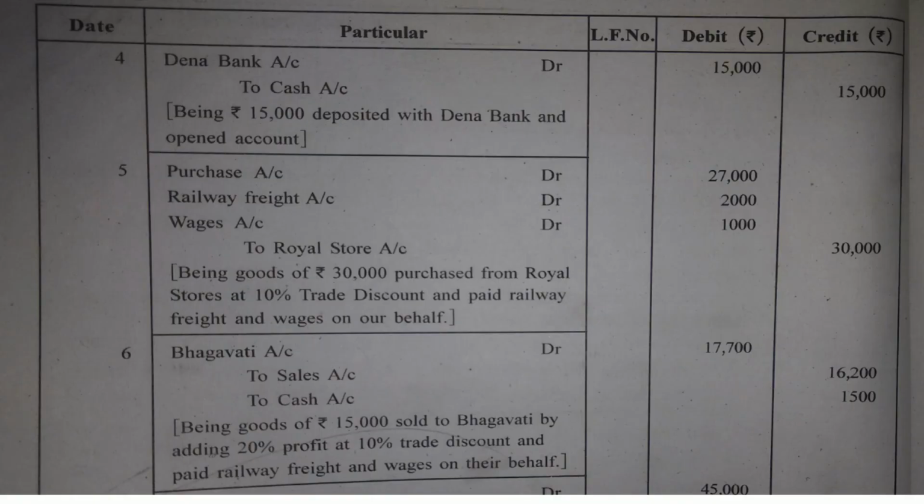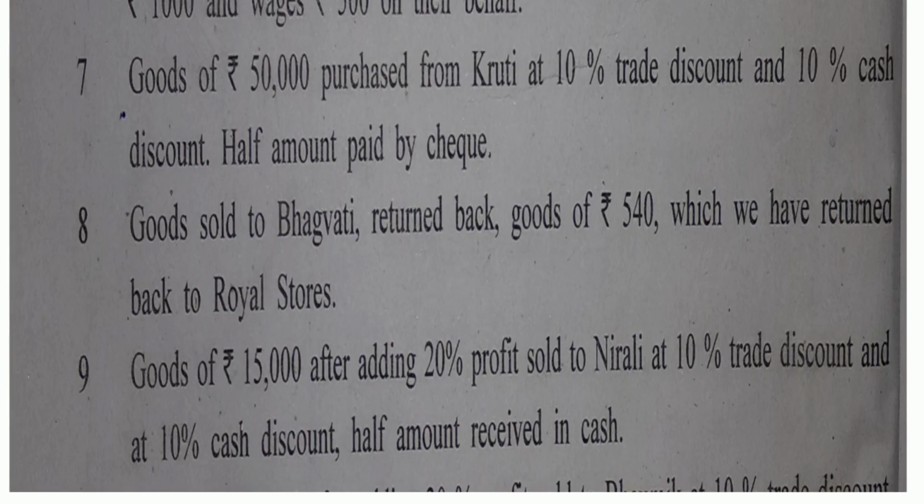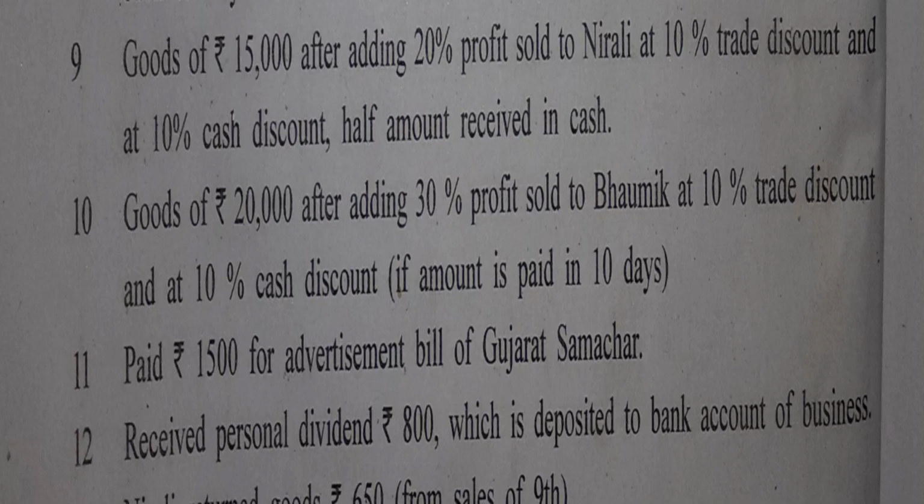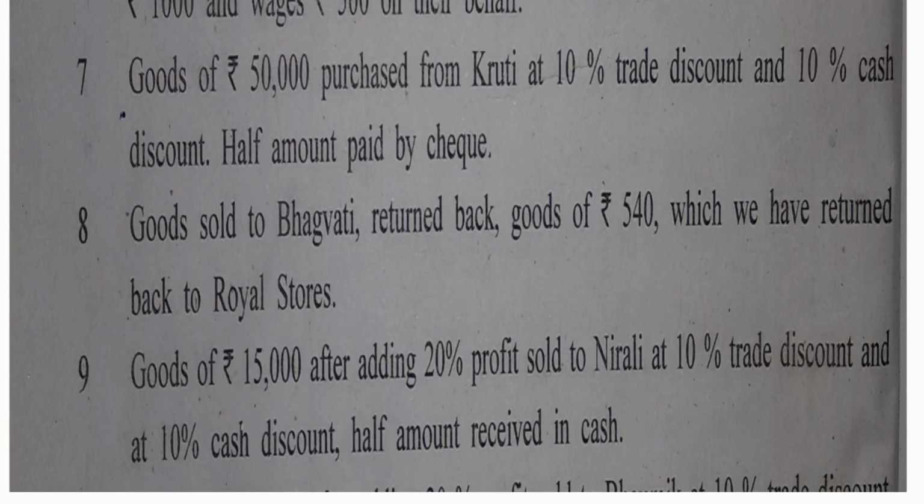Let us move ahead. Overall we have considered transactions up till 12th of August in today's lecture. So let us begin. The sum further will be continued in the second part of this lecture. Goods of rupees 50,000 purchased from Kruti at 10% trade discount and 10% cash discount. Half amount paid by check.